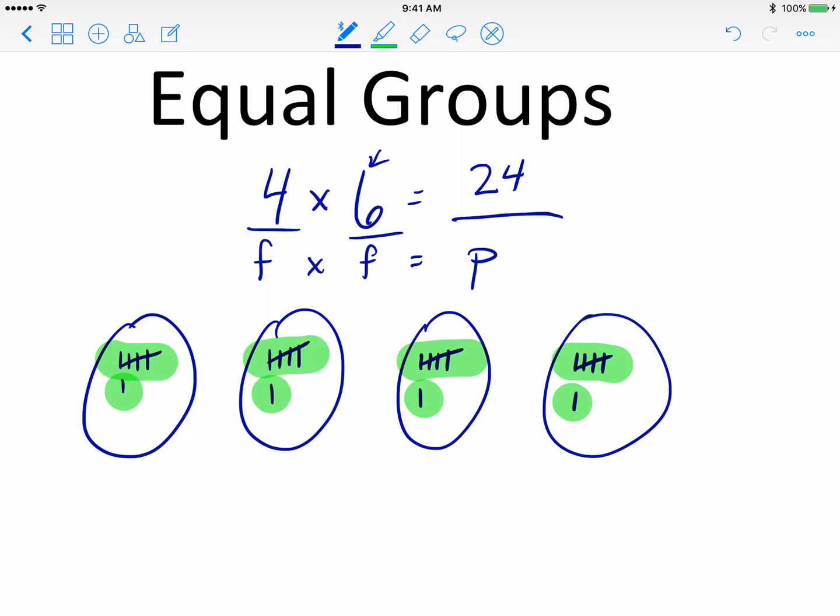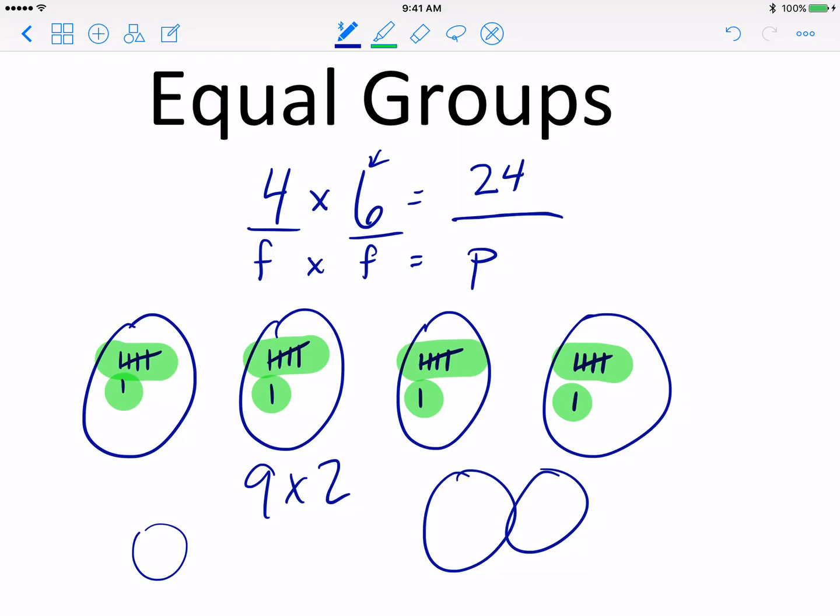Like for example, if you had 9 times 2, it's going to take a long time to draw 9 big circles. It would just be easier to draw 2 circles and then put 9 tallies in each one. That's what I would do. 1, 2, 3, 4, 5, 6, 7, 8, 9. That's faster and more efficient for me.